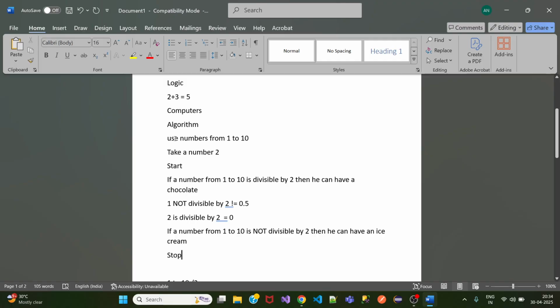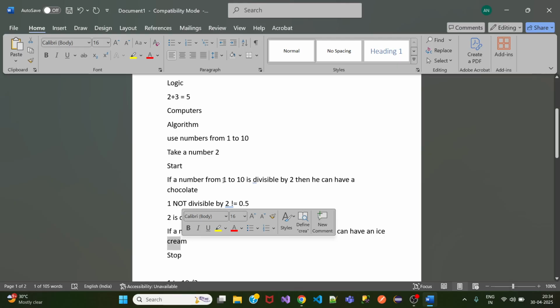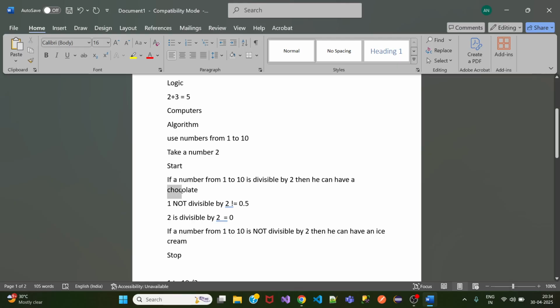So use numbers 1 to 10, take a number 2 and start. If number 1 is divisible by 2, no, then he can have ice cream. If divisible by 2, then he can have chocolate. So do it from 1 to 10. I know the steps will be repeated, but we will be coming to that part later.